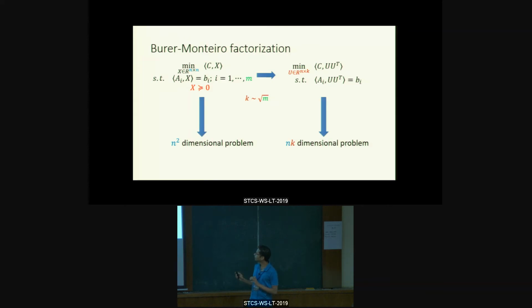And as I mentioned, the main advantage is that we are reducing the ambient dimension from n squared to nk, where k is actually much smaller than n. Okay. Now, how do we solve this constrained optimization problem?